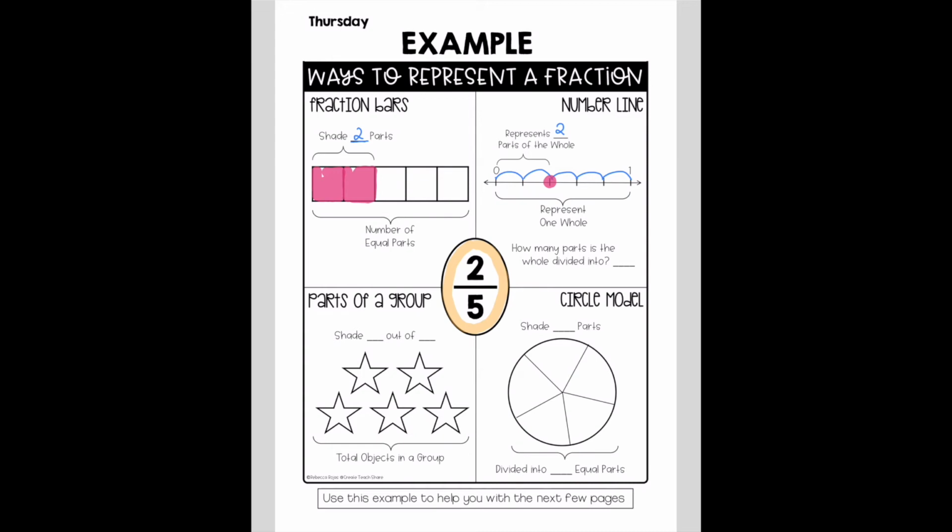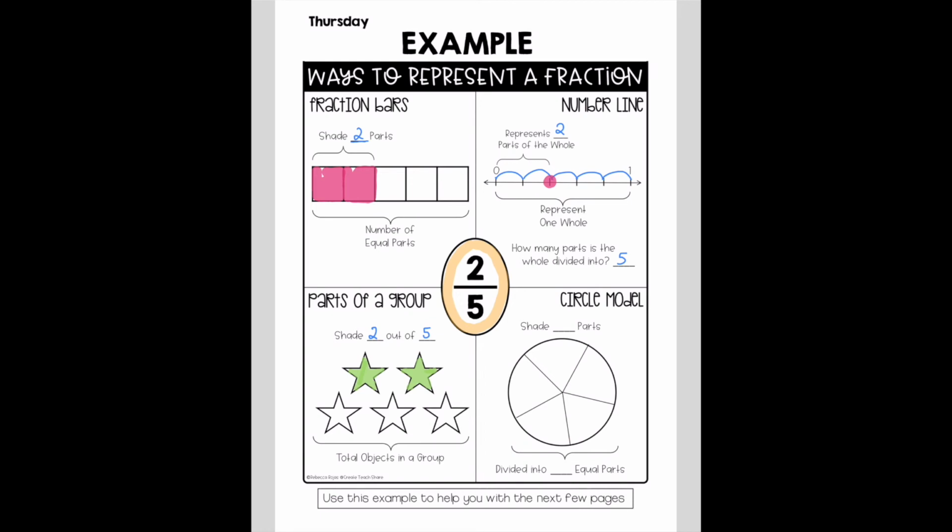Oh, and we left out this part down here. How many parts is the whole divided into? Well, the whole was divided into 5 parts, right? All right, let's move on to parts of a group or a fraction of a set. So we've got how many stars here in total? We've got 5 in total, right? So out of 5, how many are we going to shade? Our numerator is a 2, so we're going to shade 2 out of 5 of these stars. Okay, so let's go ahead and shade 2 stars out of these 5 stars. Okay, there we go. So 2/5 of these stars are now shaded.